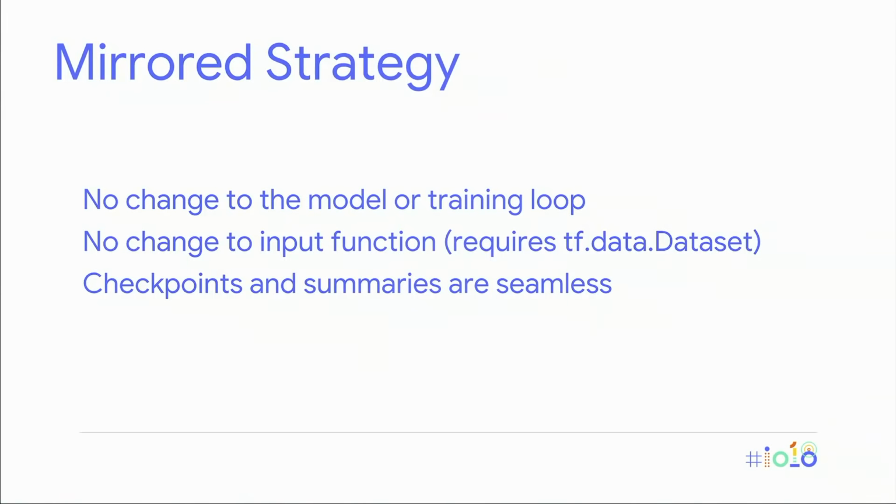Saving and checkpointing works seamlessly, so you can save with one or no distribution strategy and resume with another. And summaries work as expected as well, so you can continue to visualize your training in TensorBoard. MirroredStrategy is just one type of distribution strategy, and we're working on a few others for a variety of use cases. I'll now hand it off to Anjali to show you some cool demos and performance numbers.